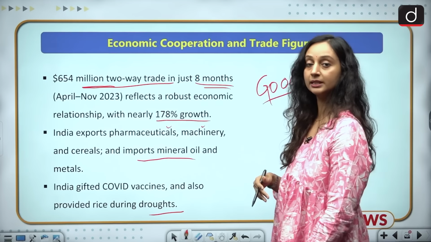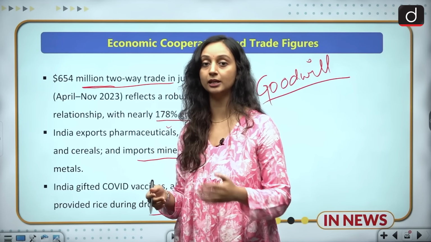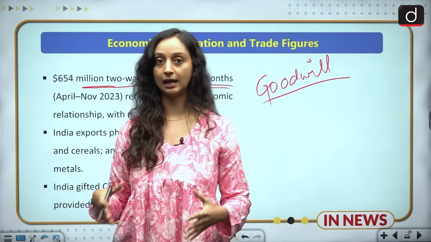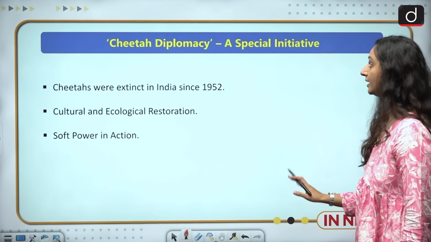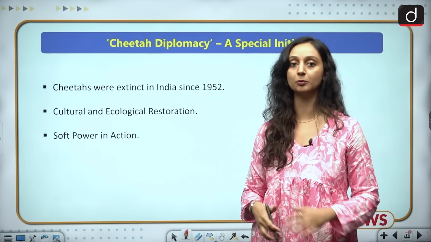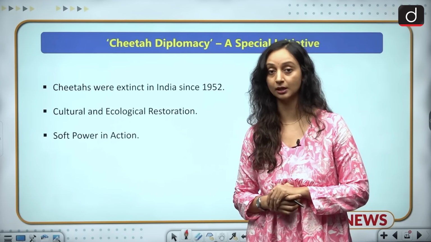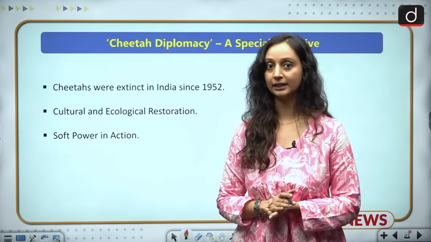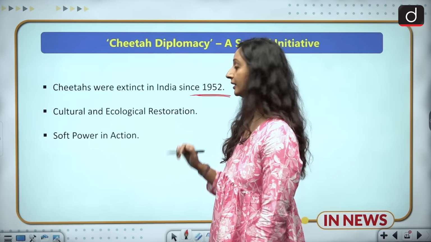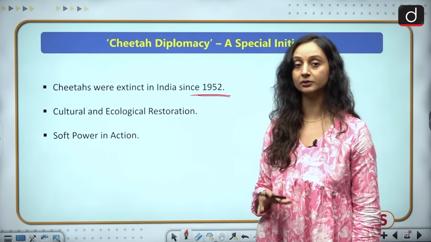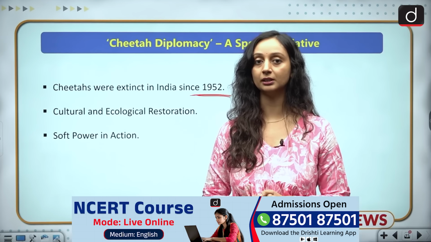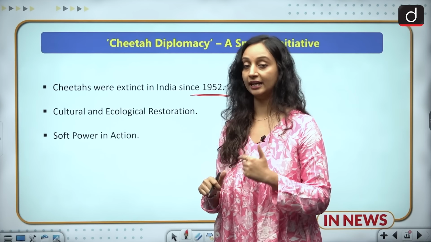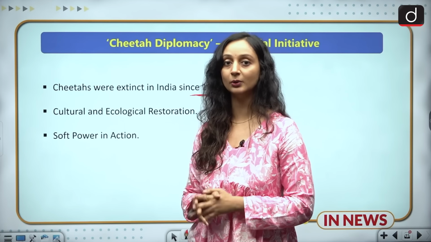In soft power diplomacy, India's goodwill has always been in the limelight because of the humanitarian aid that we provide to different African nations, including Namibia. Now, if we look at a special kind of diplomacy that we have had with Namibia, we cannot forget the cheetah initiative or the cheetah diplomacy, because the cheetah became extinct from India in 1952. And in order to reintroduce the cheetah into our biodiversity, we first relied on Namibia. So cheetahs were introduced in the Kuno National Park, which is in Madhya Pradesh. And this tells us that India has had environmental and ecological partnerships also with Namibia.